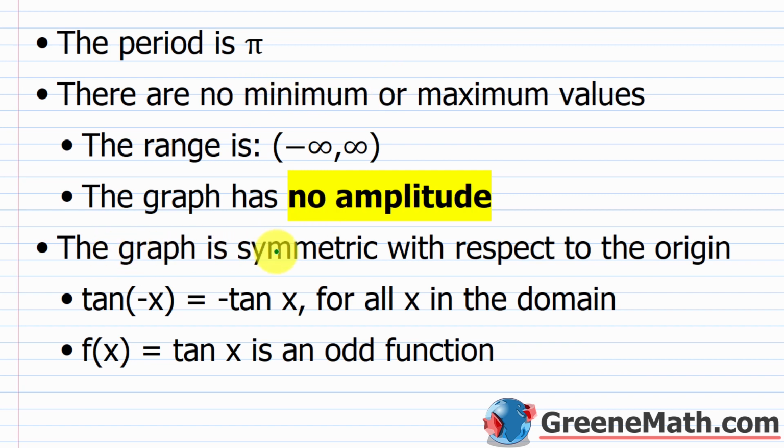Then we can also say the graph is symmetric with respect to the origin. Remember, that tells us we have an odd function. So the tangent of negative x is equal to the negative of the tangent of x for all x in the domain. Again, f of x equals the tangent of x is an odd function.